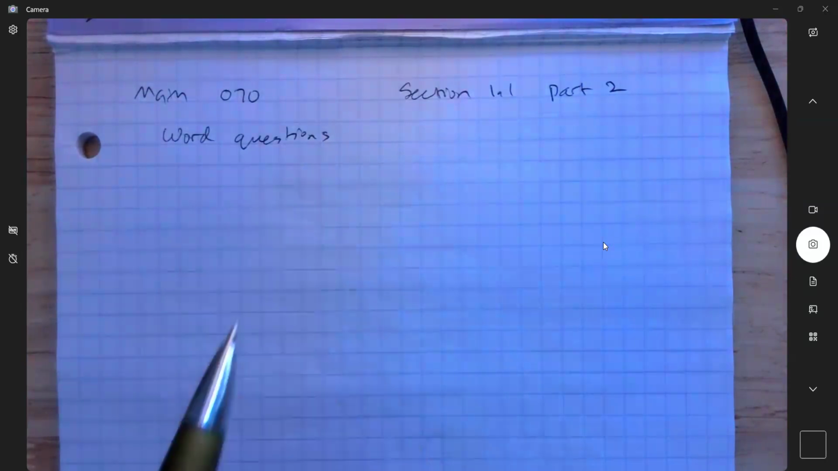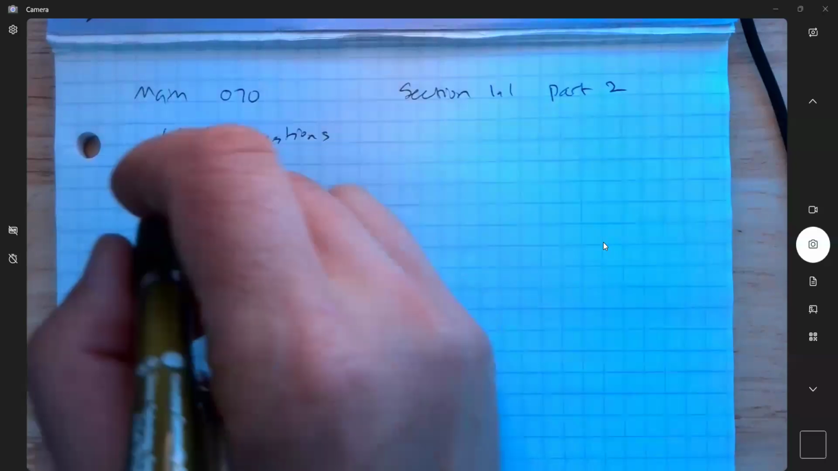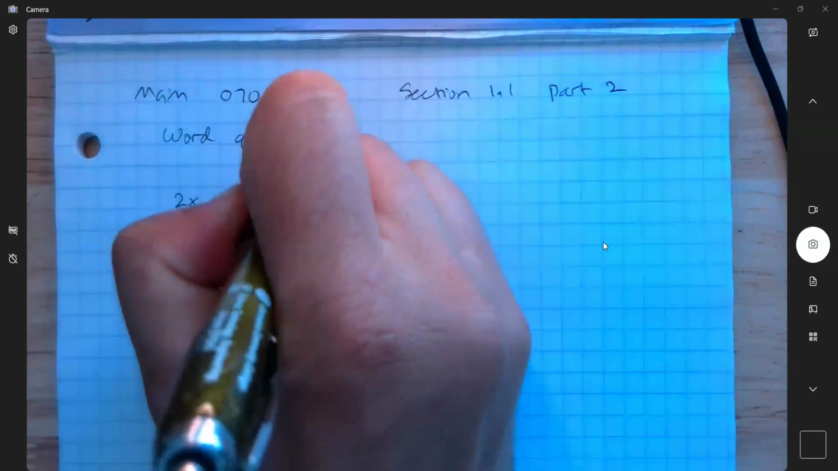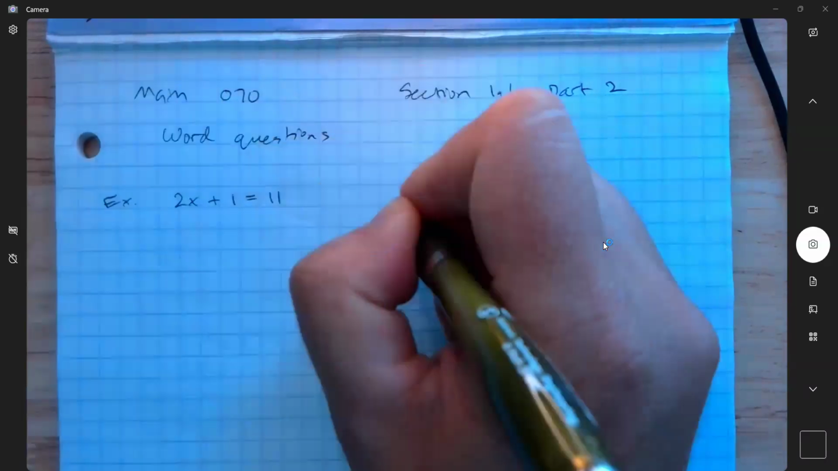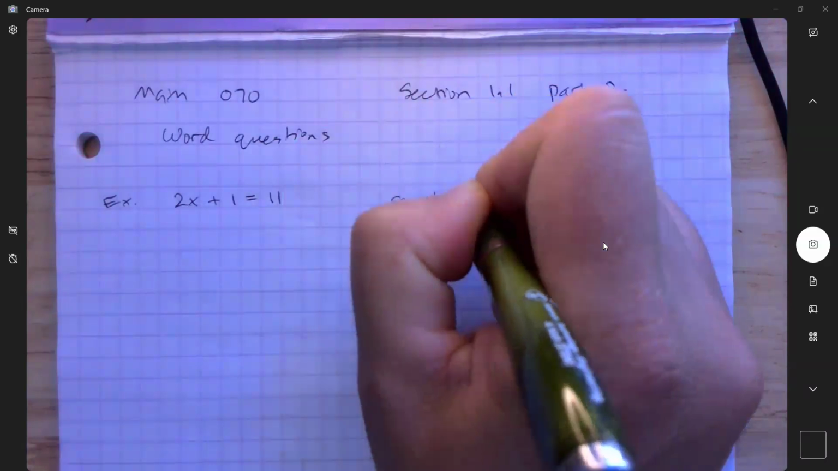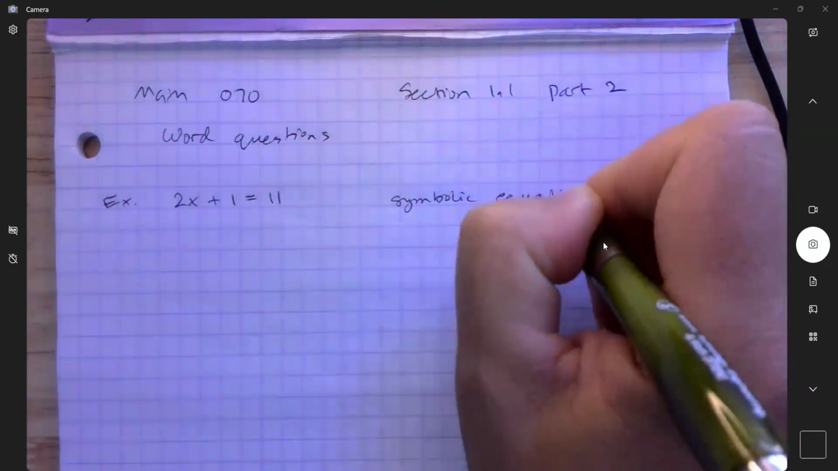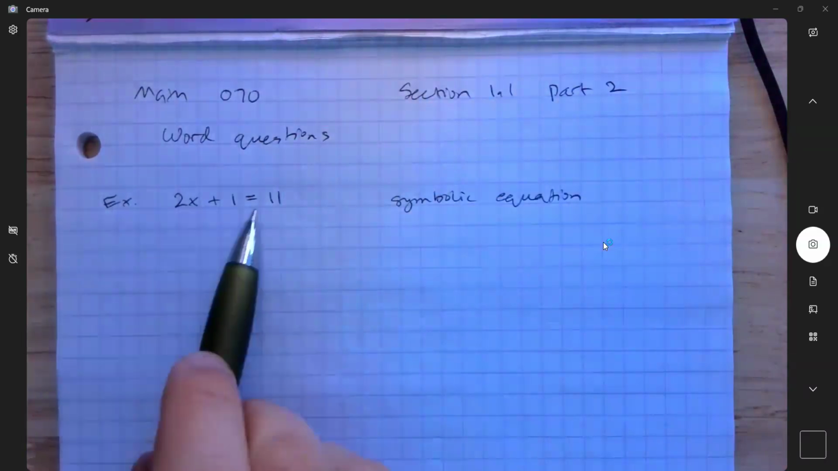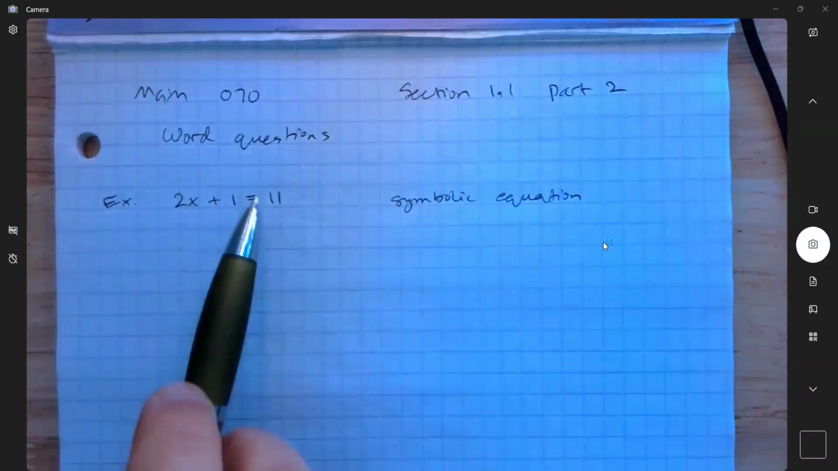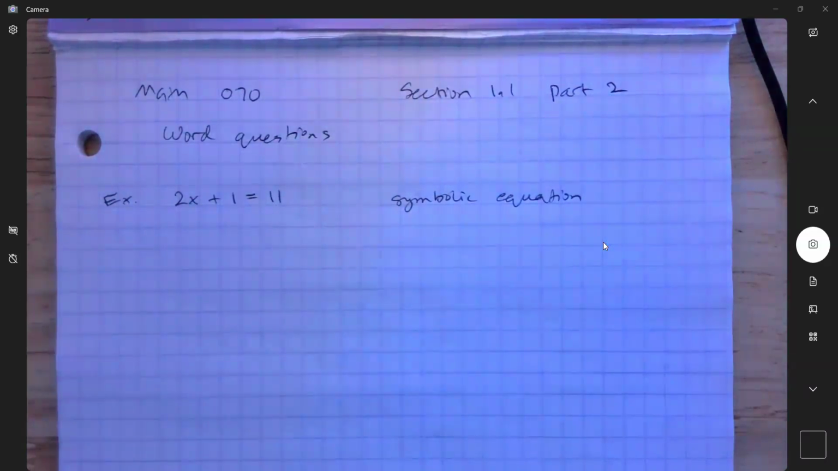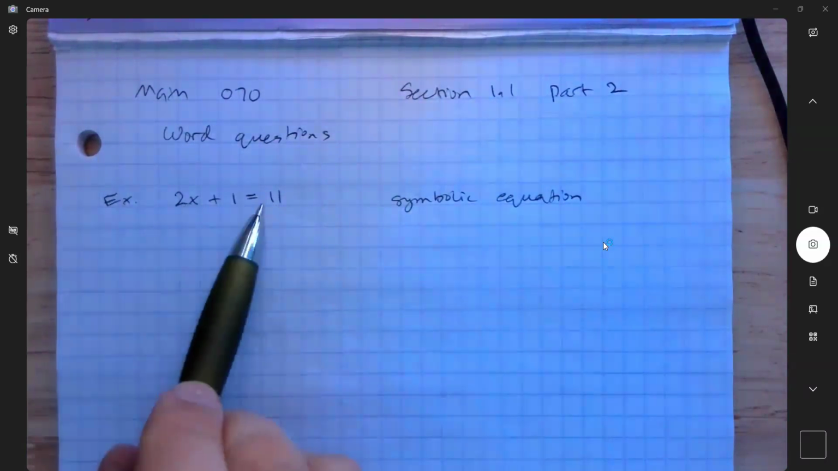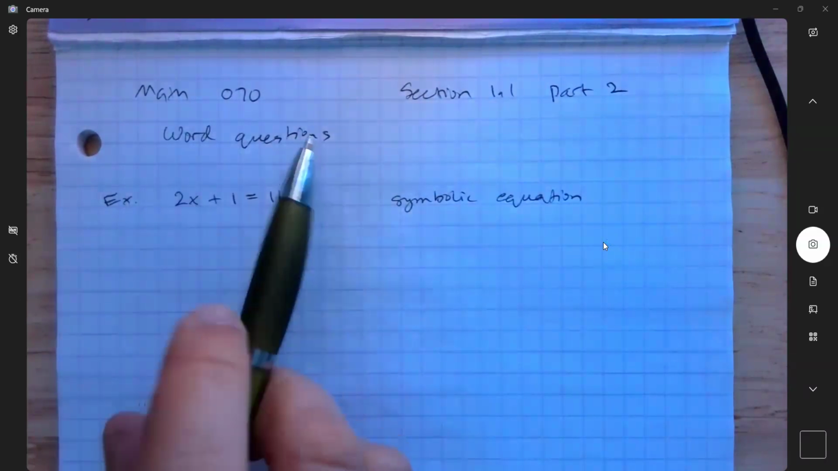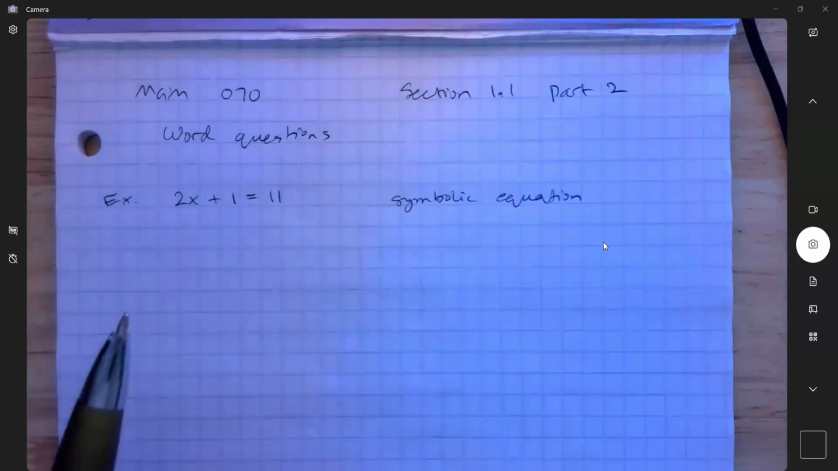So in the previous video, I did symbolic equations, things like 2x plus 1 equals 11. That was an example of a symbolic equation, a symbolic mathematical idea. And symbolic equations allow us to use the tools of algebra pretty easily. But when you're actually out there in the world doing the math, you don't often come across something that looks like the symbols. Instead, what we're going to come across is situations that we encounter in a verbal way.